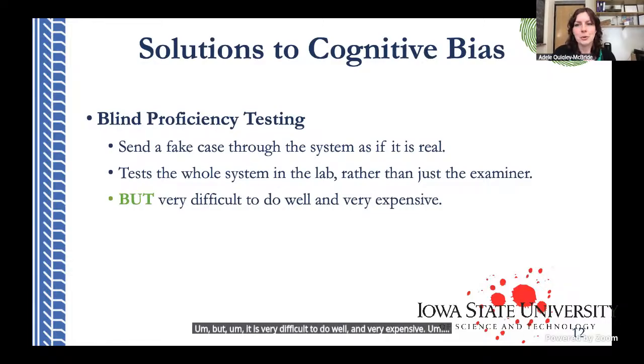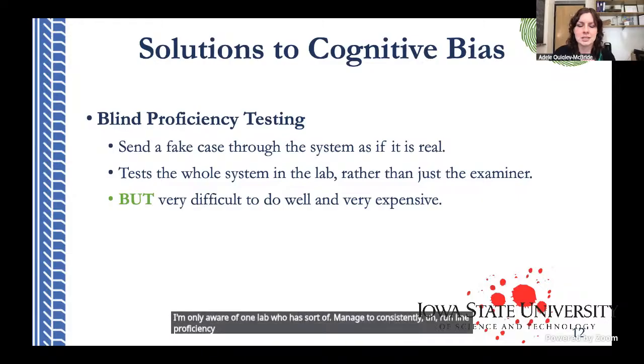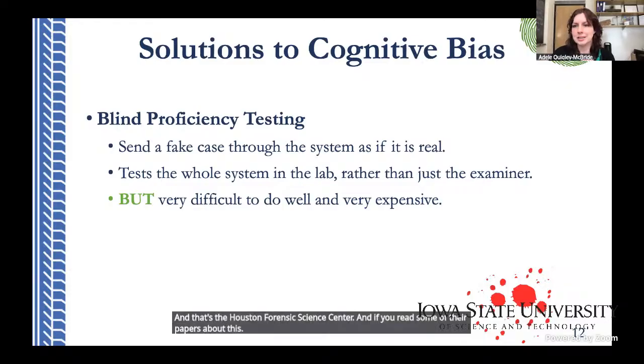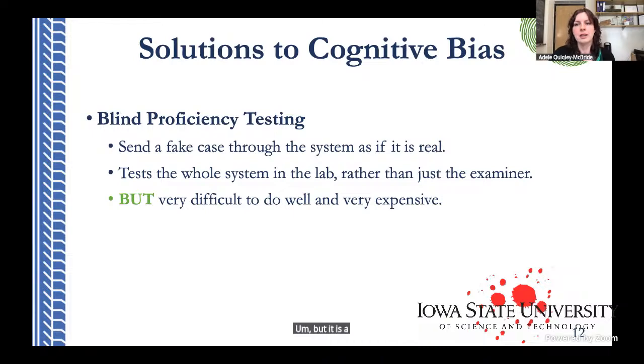I'm only aware of one lab who has managed to consistently run blind proficiency testing in some of their units, and that's the Houston Forensic Science Center. And if you read some of their papers about this, it's incredibly difficult to do well. But it is a very, very effective and wonderful thing to implement if you can.